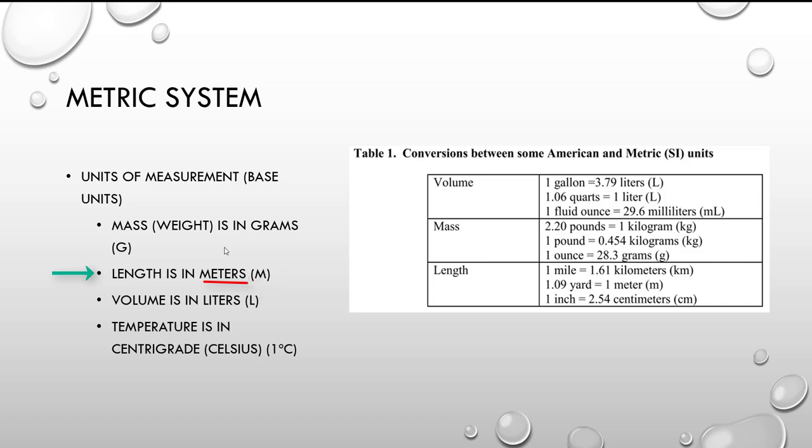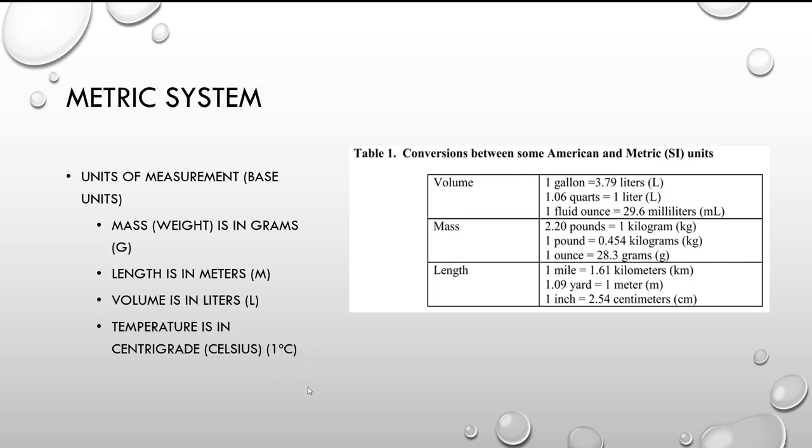If we want to find the volume of something, like a liquid, we would use liters, so not cups or gallons, it would be liters, and that unit abbreviation would be an L. And then finally, temperature. Temperature is Celsius or centigrade, so we would use the degree symbol with a C.